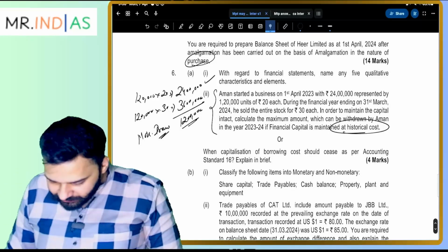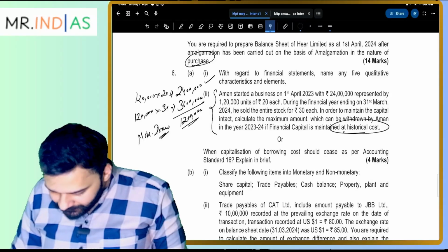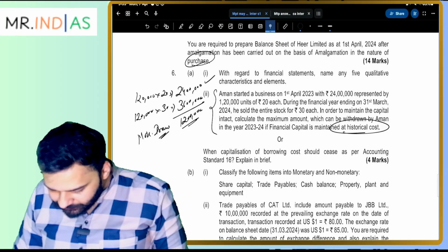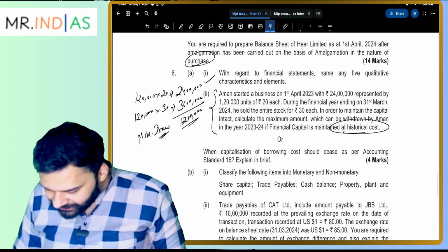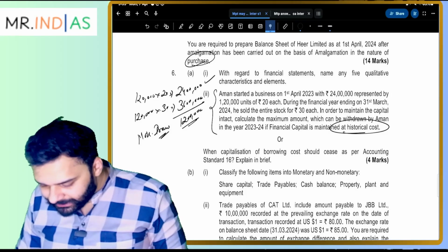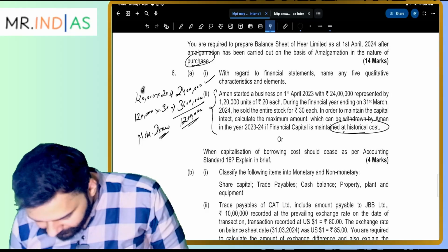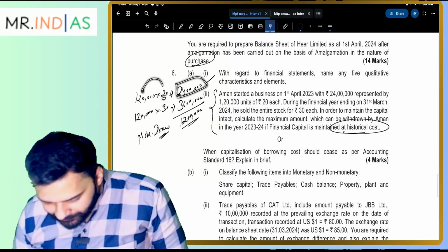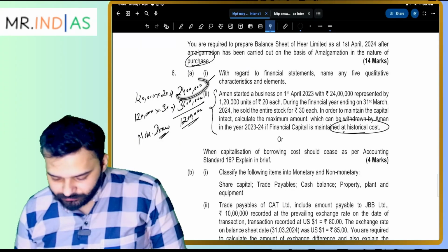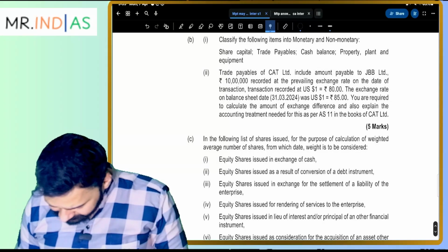Question number 6, with regard to the financial statement, name any 5 characteristics. You can write it down. Aman started his business on 1st of April with 24 lakh, represented by 1,20,000 units of rupees 20 each. During the financial year ending 31st of March, he sold the entire stock for 30 in order to maintain the capital intact. Calculate the maximum amount which can be withdrawn. So it's very simple. 1,20,000 into 20, 24 lakh of capital he has. Now he sold for 30. He has cash of 36 lakh. To maintain 24 lakh, he can maximum withdraw 12 lakh. There is no problem at all.